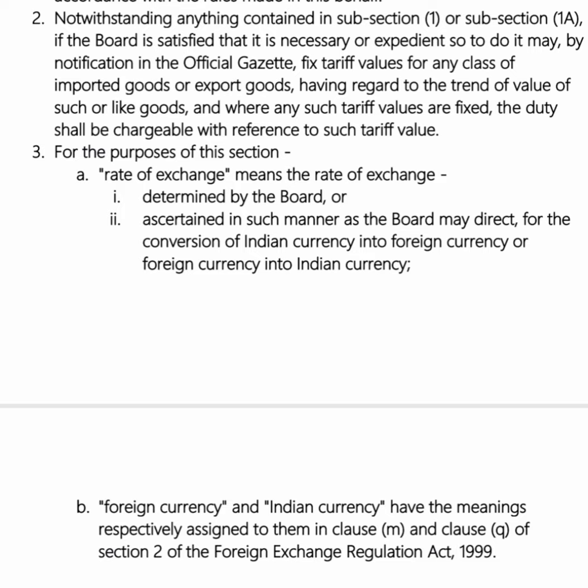So this is the valuation of goods for the purpose of assessment. Student, I hope you will understand this.